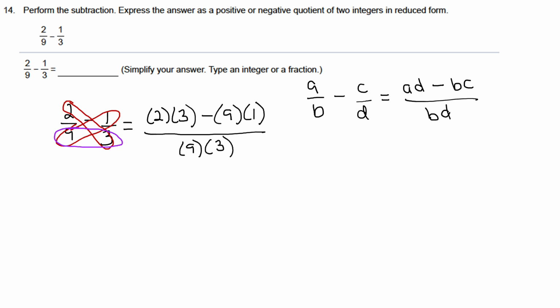Now that I plugged all my numbers in, I can just perform the calculations. First, we want to multiply 2 times 3 together. That gives me a 6. Next, 9 times 1 gives me a 9. And then the denominator is 9 times 3, which is 27.